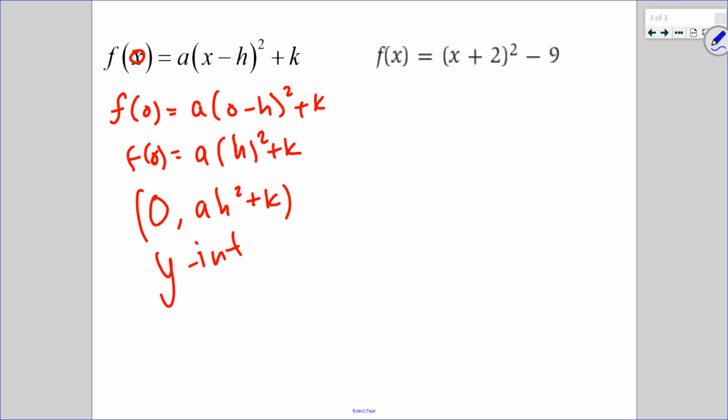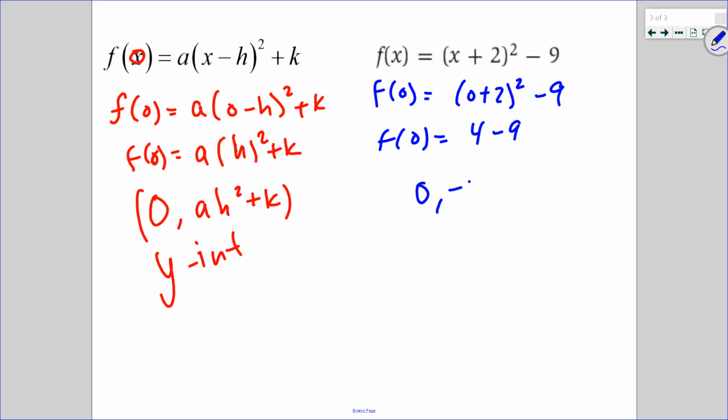To show you an example, let's go f of 0. I'd go 0 plus 2 squared minus 9. So f of 0 equals 2 squared is 4, minus 9 is negative 5. Okay, so maybe the number one mistake for this is looking for the last number to find the y-intercept. Well, in this case, if it's in vertex form, we've got to do a little bit of work. This is not the y-intercept.